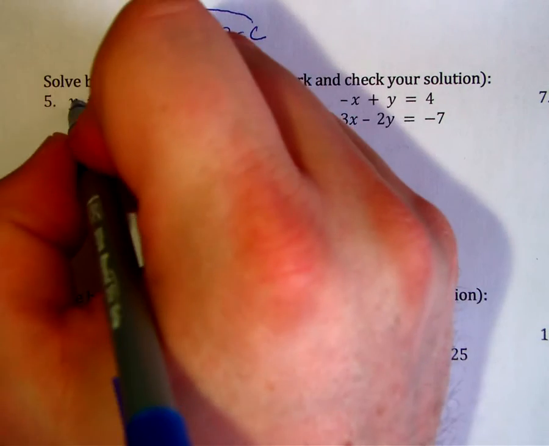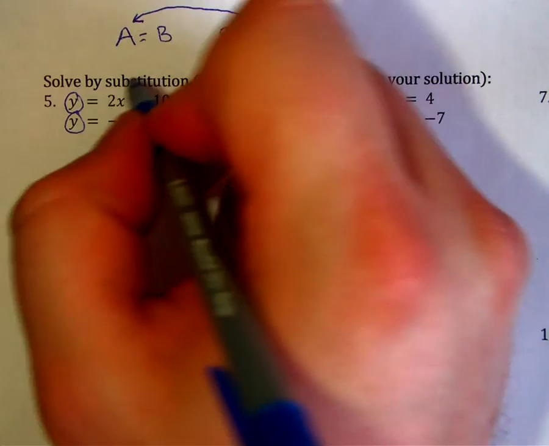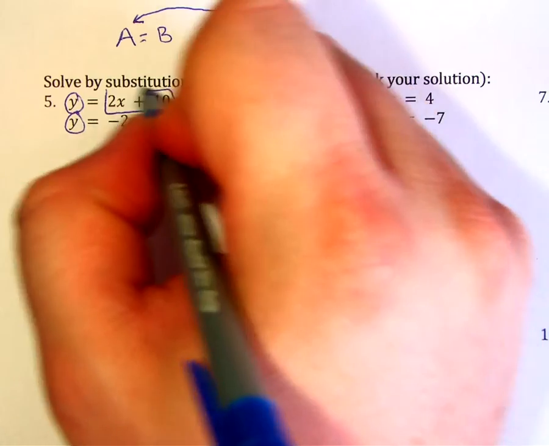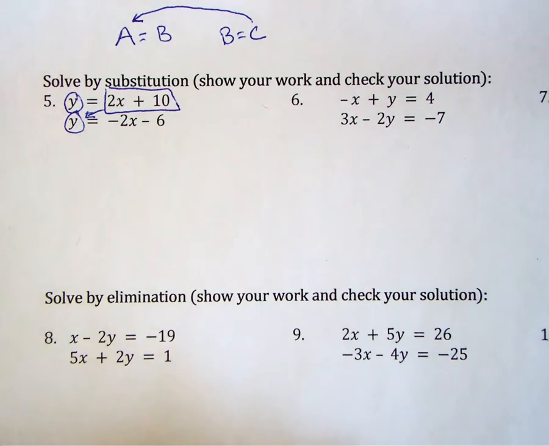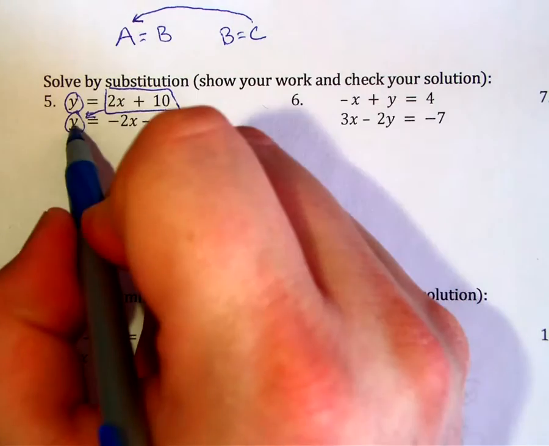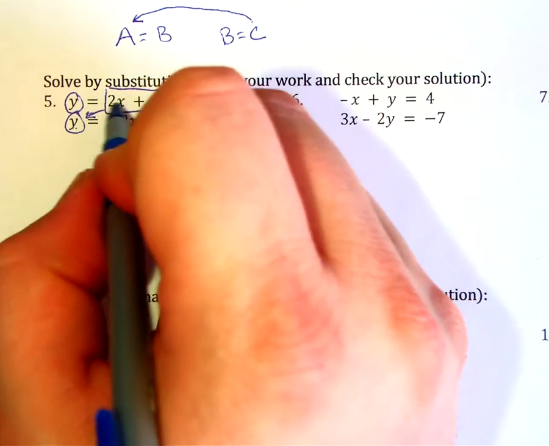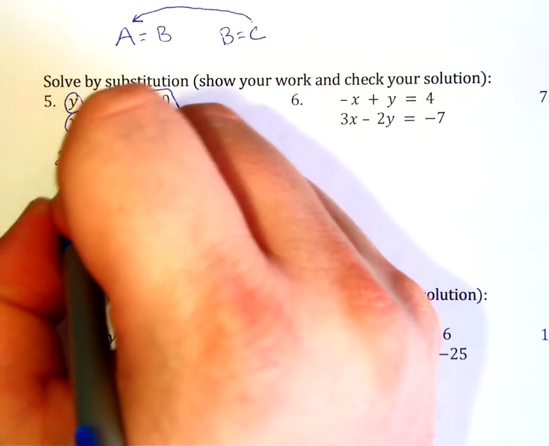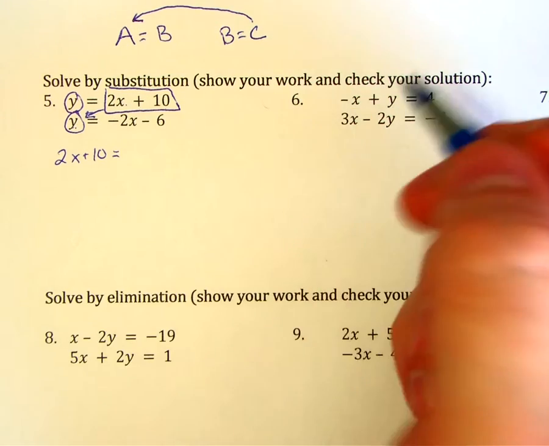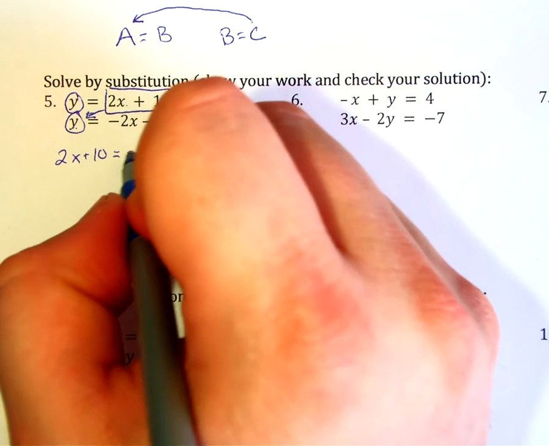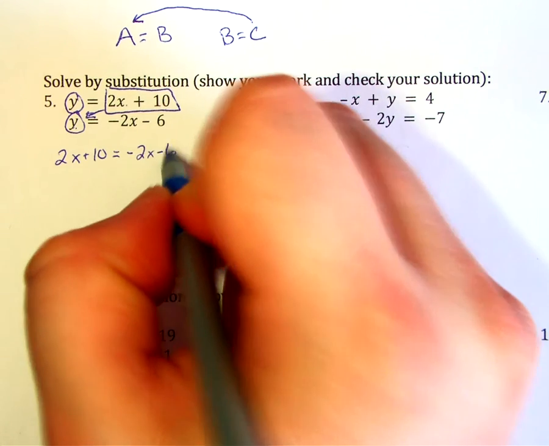Another way is to be consistent in circling our y's. And since y is equal to 2x plus 10, we're going to substitute that in for y. So, instead of rewriting y, I'm going to write what it's being substituted with. 2x plus 10 is equal to, and now we just finish out the rest of the original equation. Negative 2x minus 6.